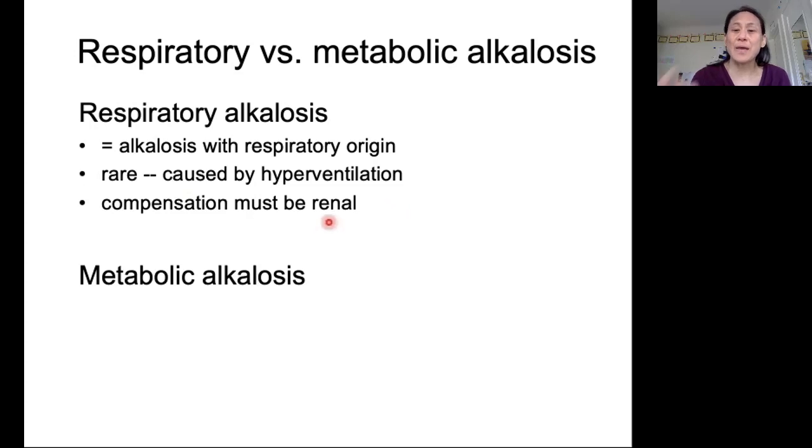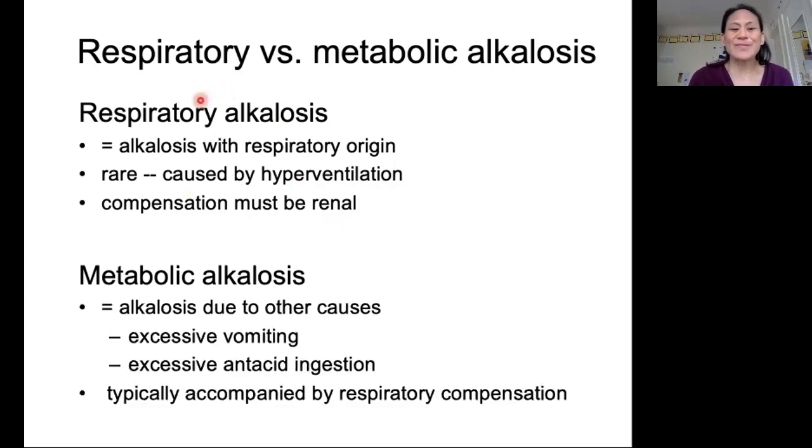And like I mentioned at the end of the last slide, if an alkalosis is respiratory in origin, we're going to have to respond to that in our kidneys, because our lungs, our breathing, can't compensate for that because that's the source of the problem. Okay. Metabolic alkalosis is going to be due to other causes, such as excessive vomiting. We lose acid when we vomit, or excessive antacid ingestion. And it's typically accompanied by respiratory compensation. Again, same point that I made earlier.